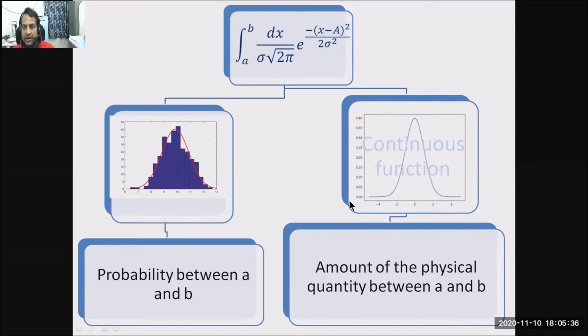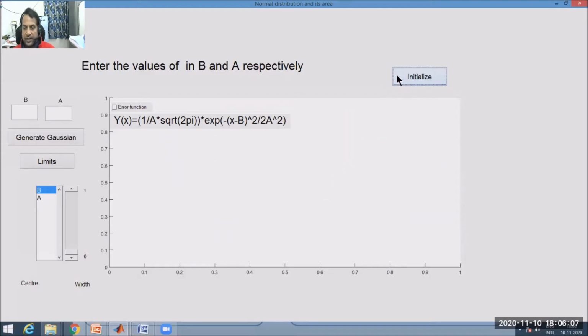Whereas for continuous functions, this integral represents the amount of that physical quantity. For example, if you're talking of light, if this continuous function represents a light, then area under this graph would represent amount of energy present within certain frequency or wavelength limits. So before starting, let's quickly summarize what we have seen.